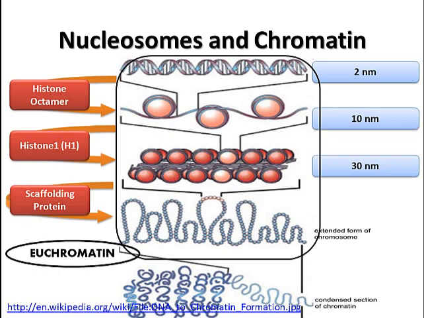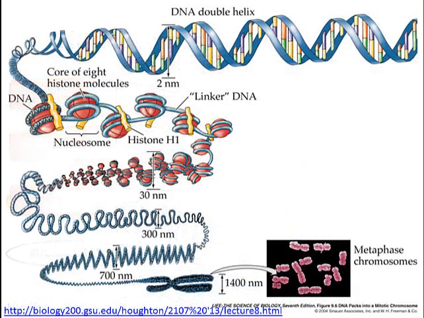Let's have another look at this slide. You see, 2 nanometer DNA plus histone octamer makes 10 nanometer nucleosome, which in turn plus H1 makes 30 nanometer fiber. Then scaffolding protein is added to them and it comes to the picture. Another slide regarding that in order to have the best possible understanding of the whole situation.